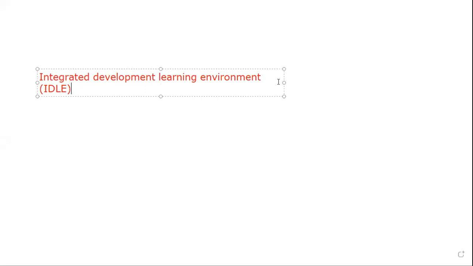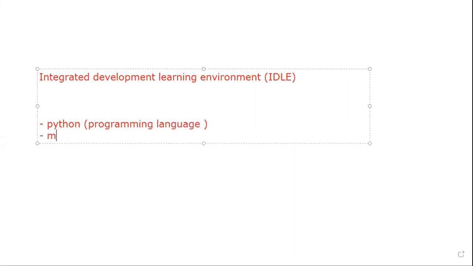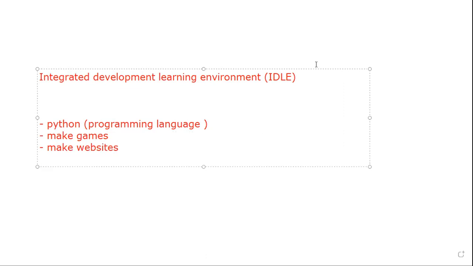So let's get started with Python now. So very first, in the last session, I told you what is Python. Python is a programming language. With the help of Python, you can make games, you can make websites, you can make applications. So these three are the major categories of what you can do, and inside that there are many subcategories.